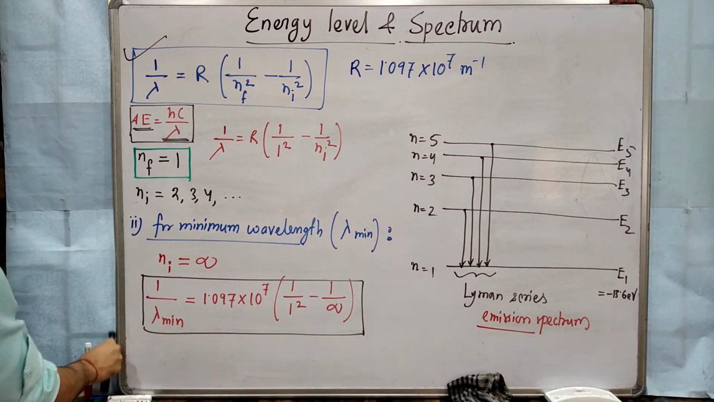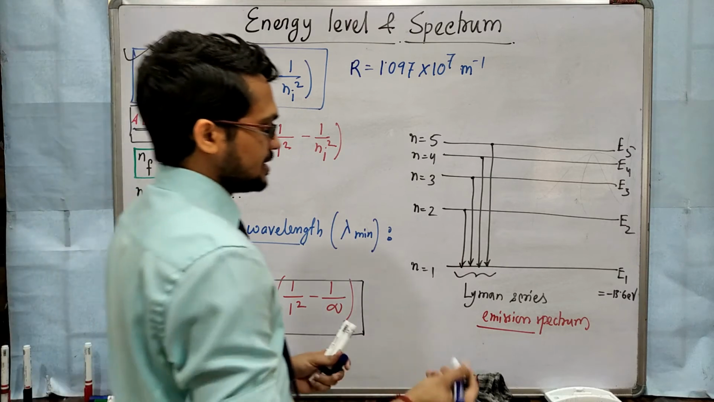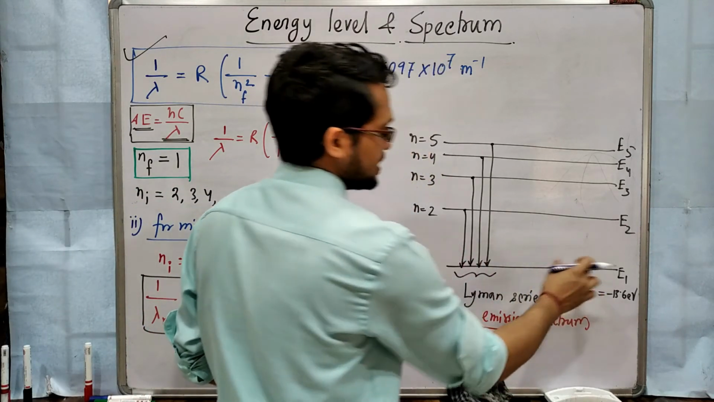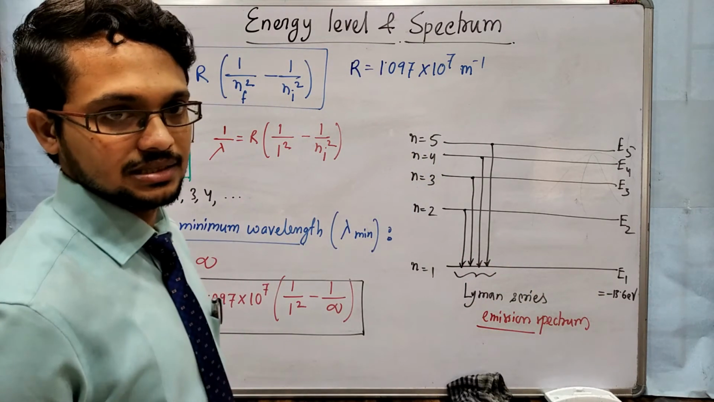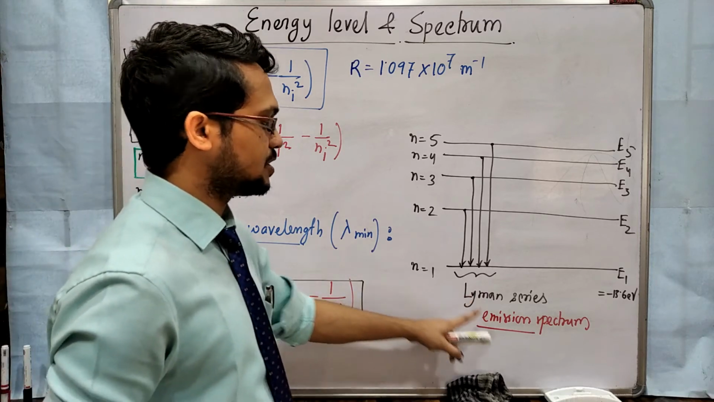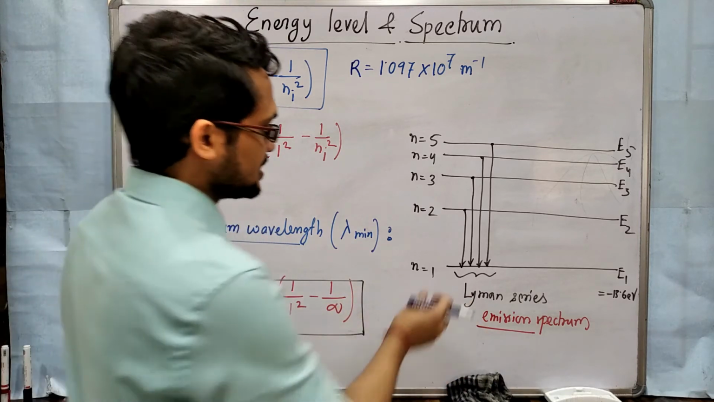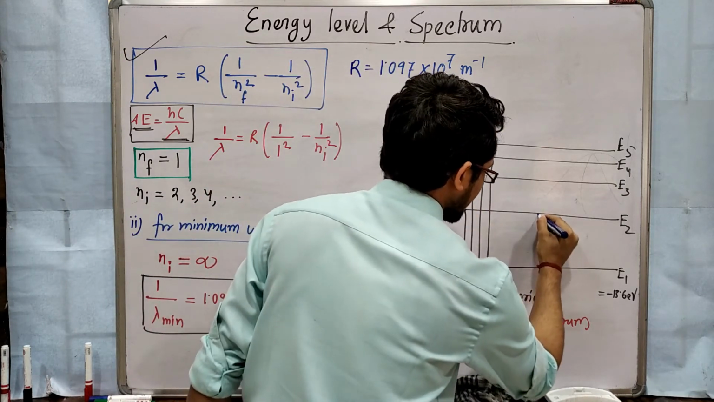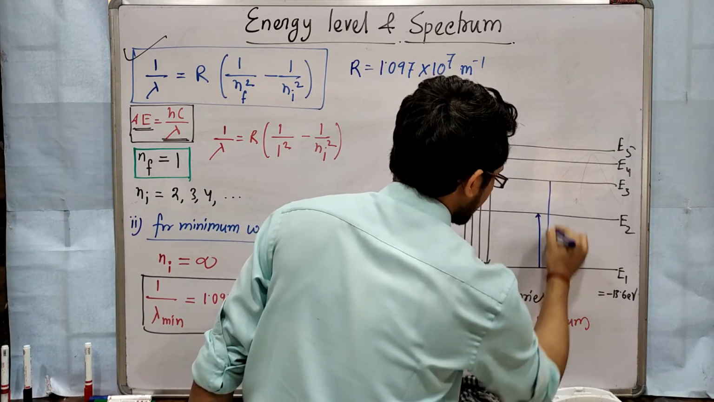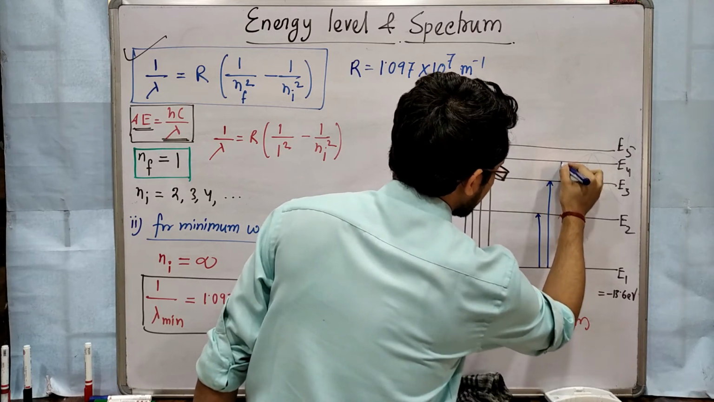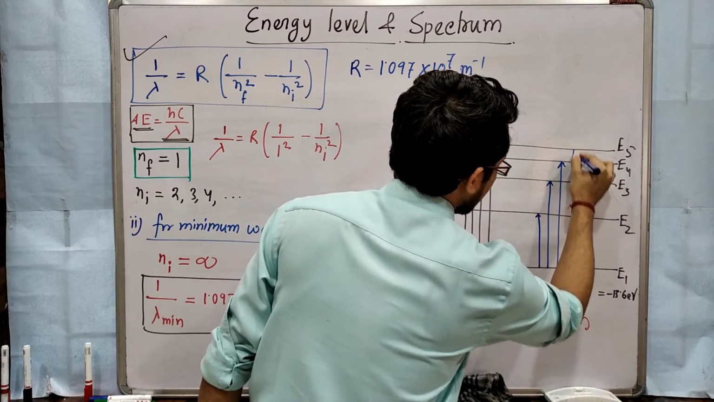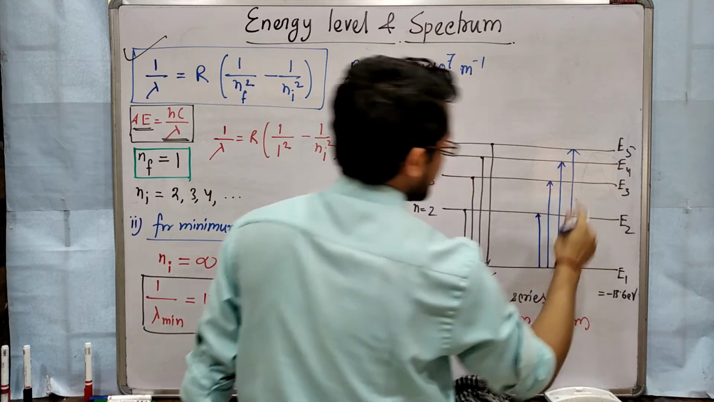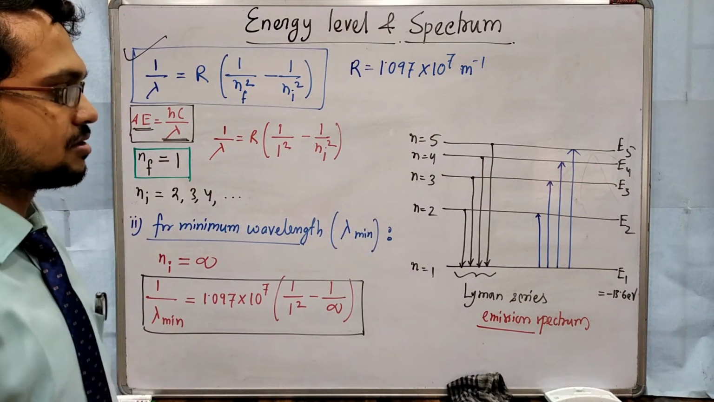In case of absorption spectrum, the initial energy state will be 1 for Lyman series. The final energy state is 1 for emission. For absorption, just reverse the arrow. And this is for n equal to 5, up to n equal to 5.